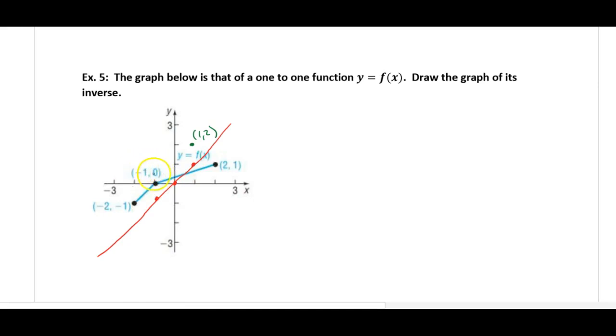Then my next one, if this one's negative 1, 0, that means I'm going to go 0, negative 1. And then the last one, negative 2, negative 1, will become negative 1, negative 2. And right away, I messed that up. Meant to go from here to there, and then to here. And if you look, that is a reflection over the line y equals x.